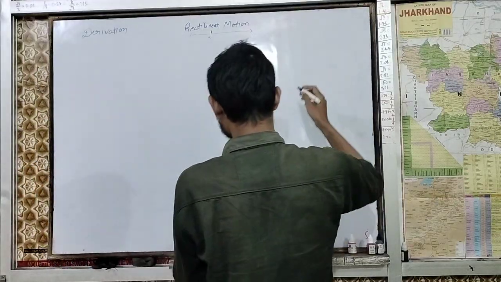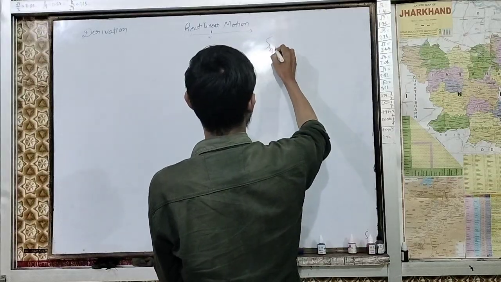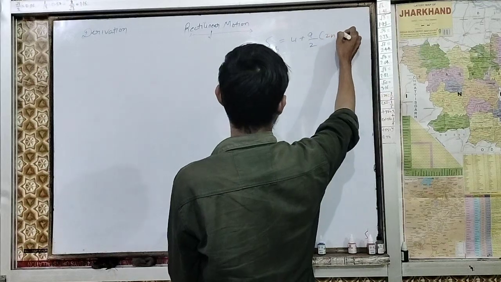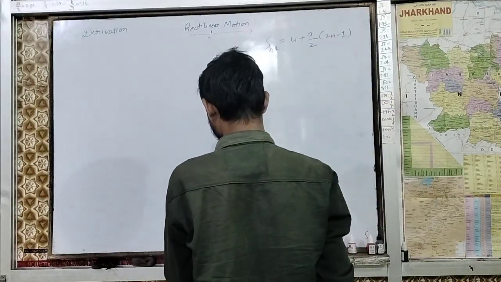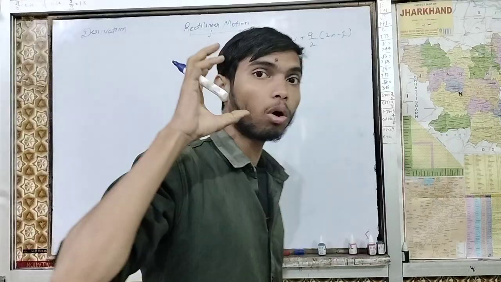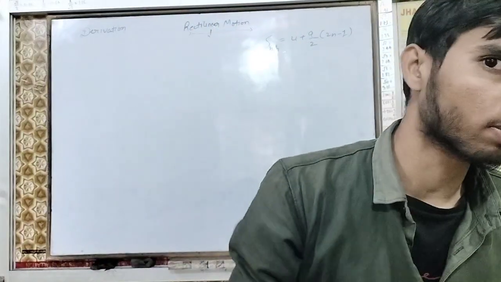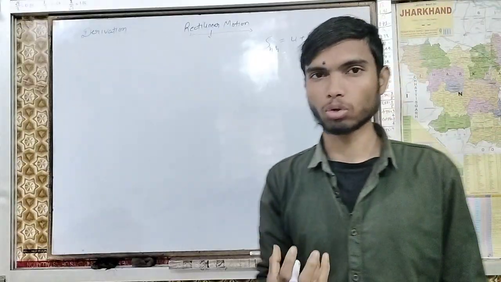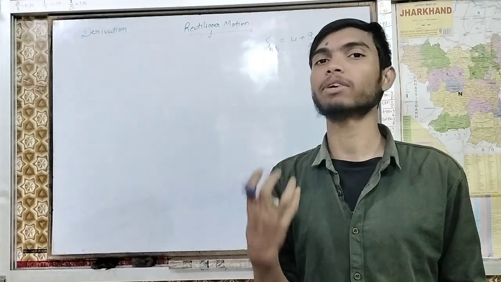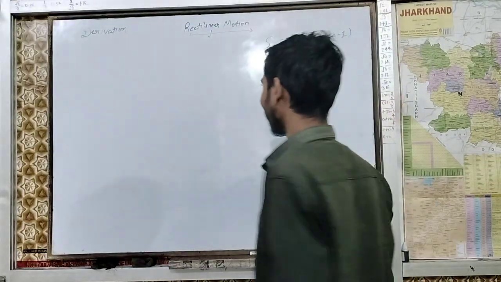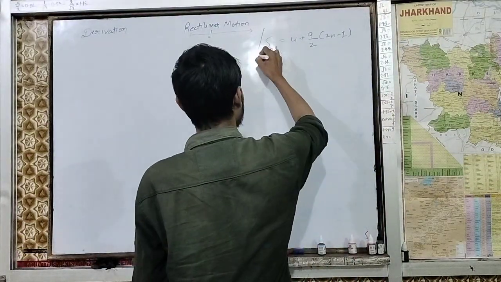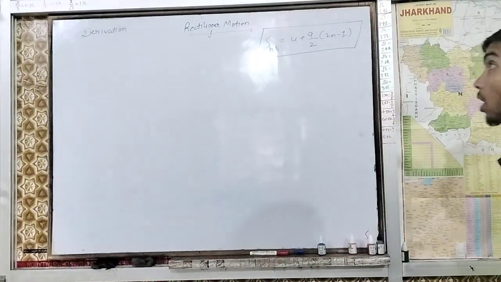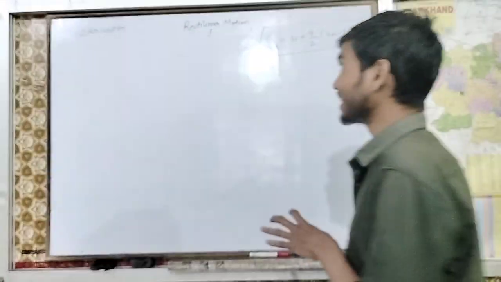The fourth is S_nth = u + a/2 (2n − 1). I will explain all the terms that are present in our equation, so that we can use or apply this without any doubts. This is our new equation of motion. Now we are going to derive it.